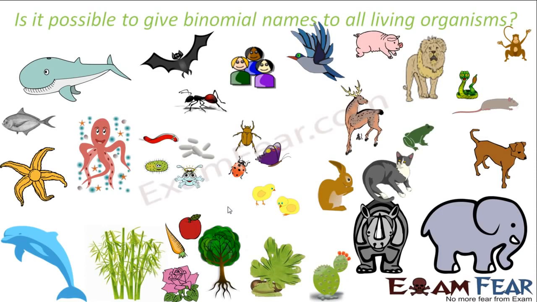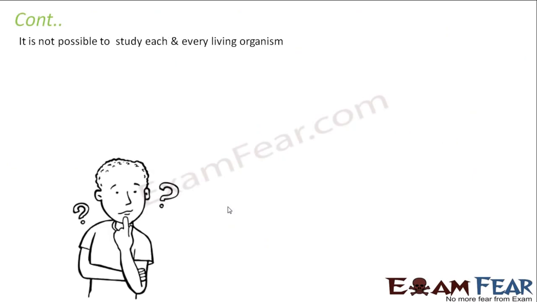Now, we just cannot give a name blindly. Studying this huge variety is not at all possible. So that is why giving binomial names to each and every living organism is again not possible. So what is the solution? What is the point of having this system of nomenclature then? If we cannot give names to every living organism, there is no point of introducing this system of nomenclature. So now the question is, what is to be done then?